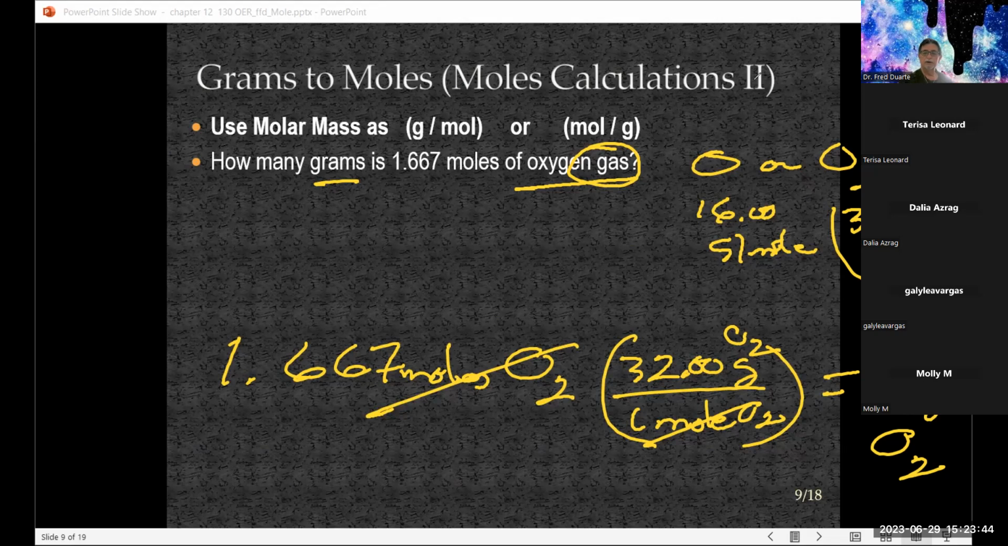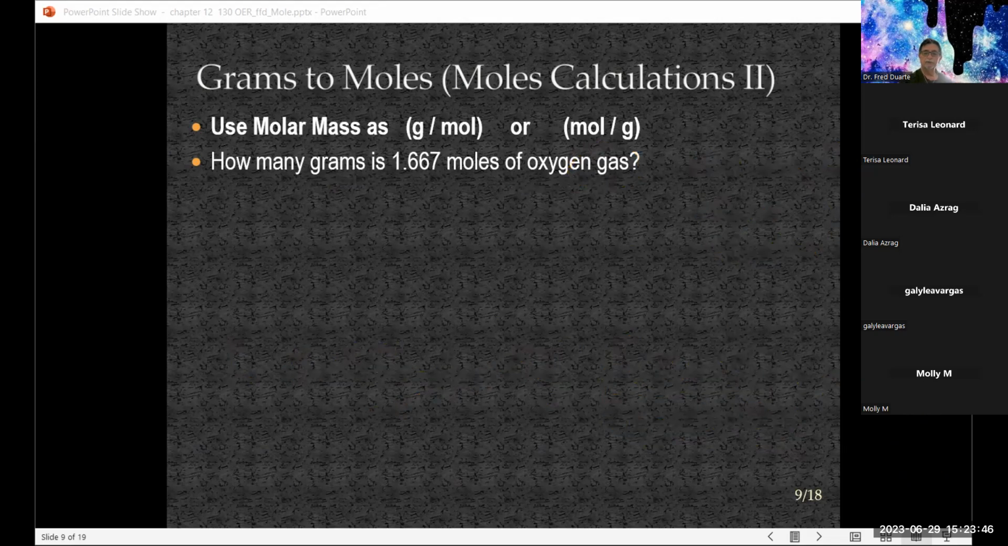So just a matter of doing the calculation. Notice the units, moles cancel, leaving me with units of grams. Therefore, 1.667 moles of oxygen is equal to 53.34 grams of oxygen, okay?